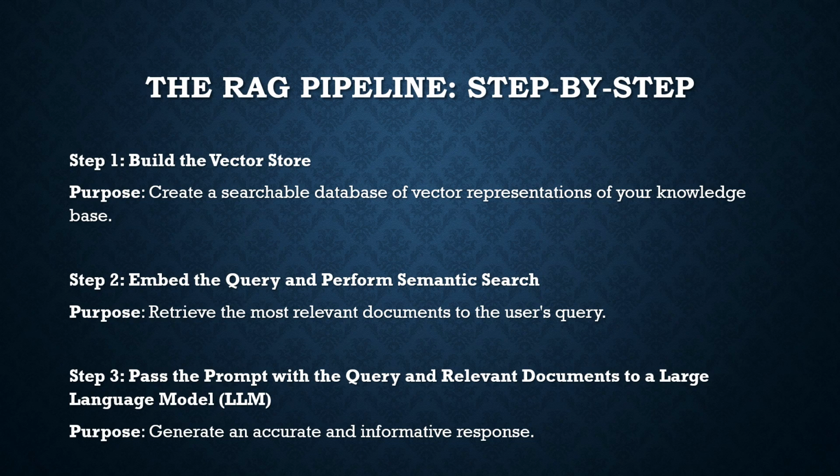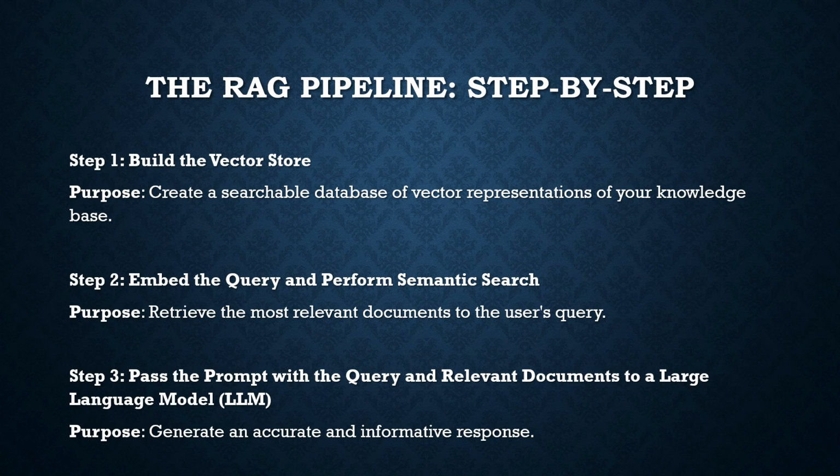So we'll move to step 3. Here you are passing the prompt with the query and relevant documents to a large language model. As we have seen the process of RAG in the previous slide, the purpose of this step is to generate an accurate and informative response. After completing step 2, the retrieved documents along with the original query will be combined into a prompt and fed to an LLM. Here the LLM processes this information and generates a response that incorporates the retrieved knowledge.